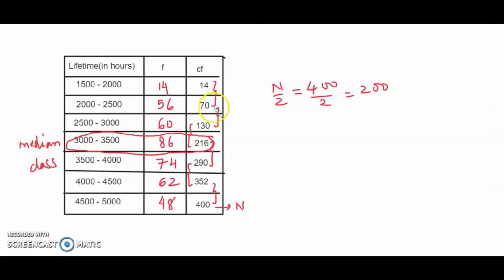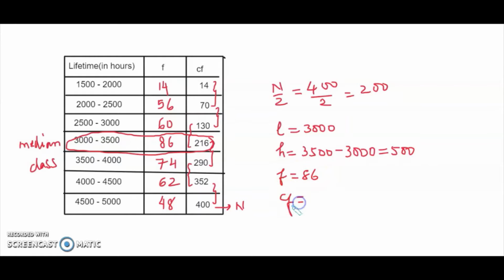Now let's take the other information from the table. L is 3000. Class length h is 3500 minus 3000, which is equal to 500. F is the frequency of my class. CF is the cumulative frequency of the preceding class, which is 130. Right? We got all of them.